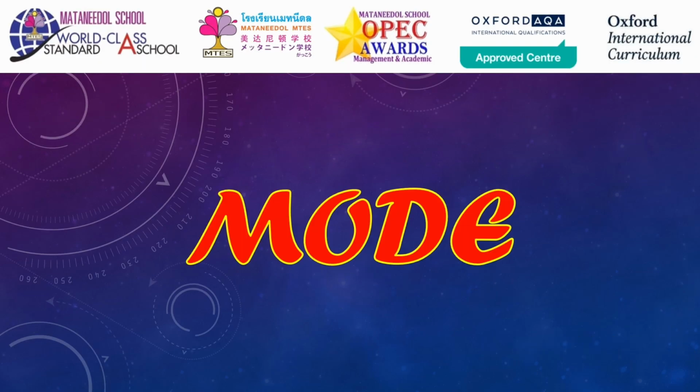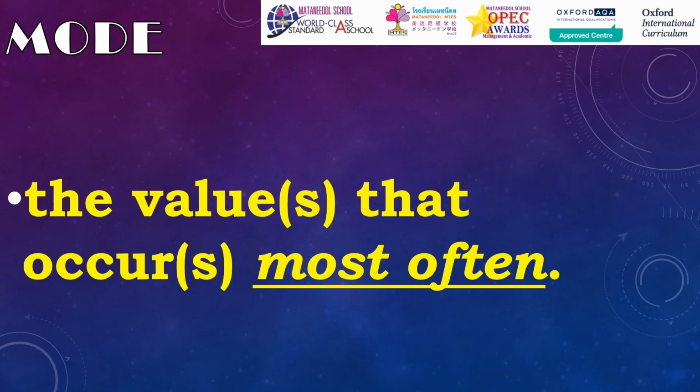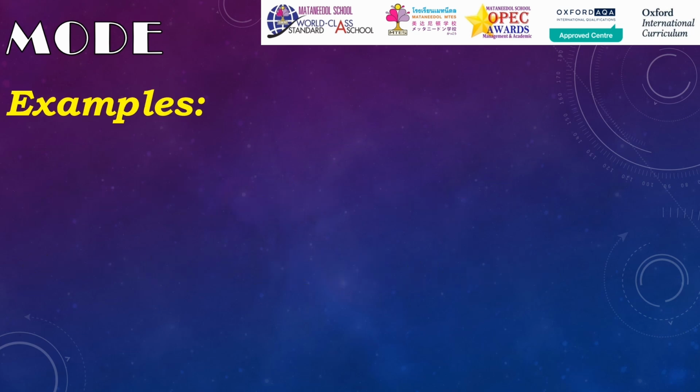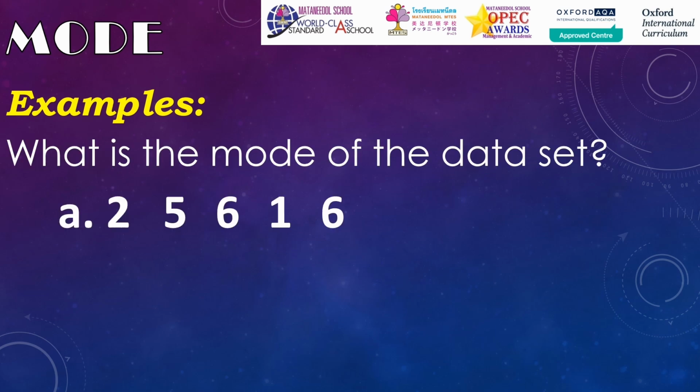Next, we have the mode. The mode is the number that appears most frequently in a data set. So the value or values that occur most often. For example, in the set 2, 5, 6, 1, 6, the mode is 6 because it appears twice. If no number repeats, there is no mode. If multiple numbers repeat, the data set is multimodal.